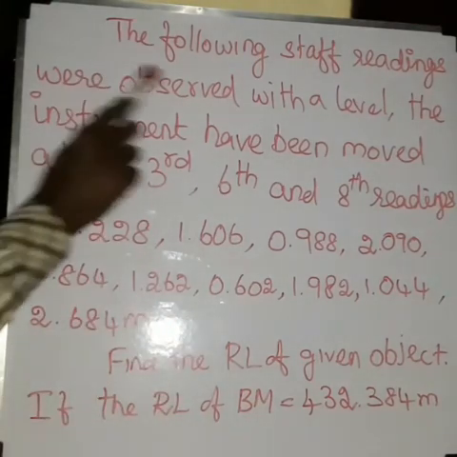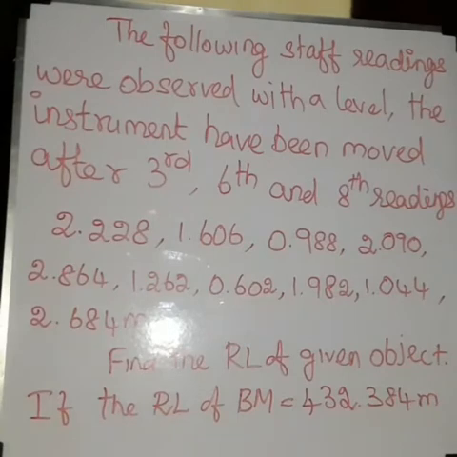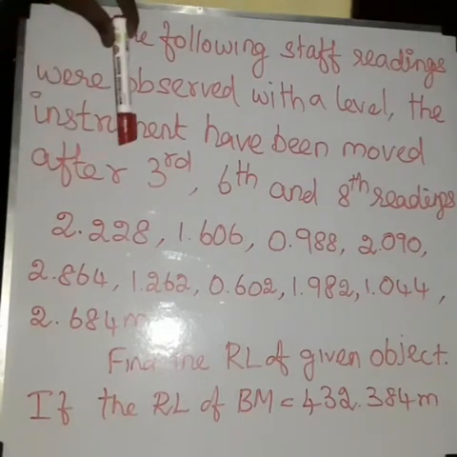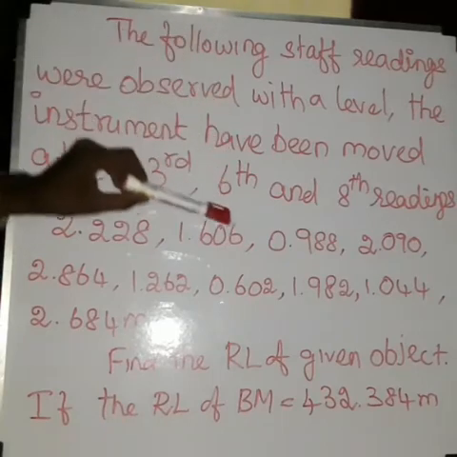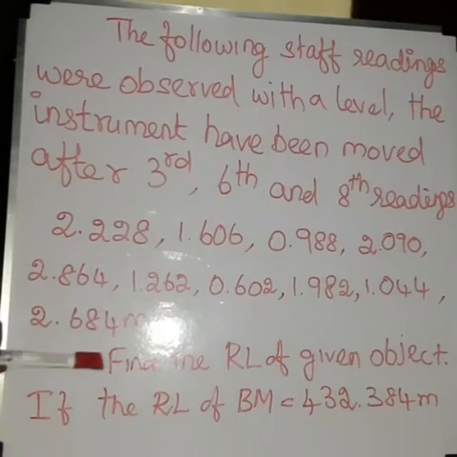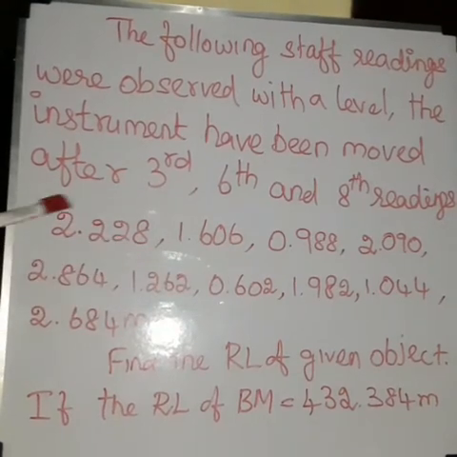Okay, this is the given problem. The following staff readings were observed with a level. The instrument has been moved after the third, sixth, and eighth readings. The readings are 2.228, 1.606, 0.988, and so on. Finally, the requirement is to find the RL of the given object by any one of the reduction methods.